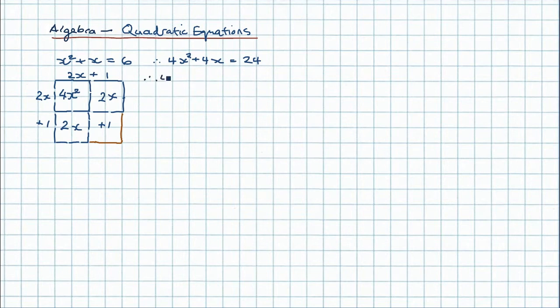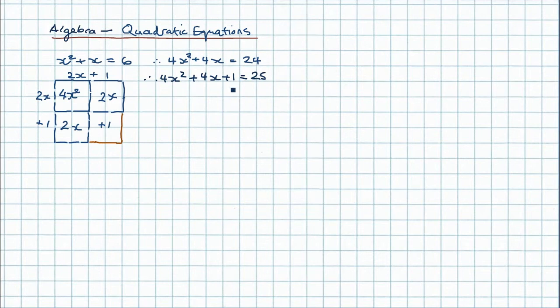4x squared plus 4x plus 1 equals 24 plus 1. In other words, 25. Do that straight away. Okay, now, why have I done this? What's all this rearranging done?